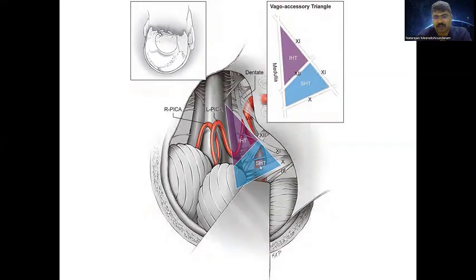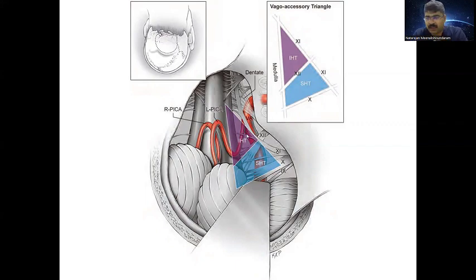The superior hypoglossal triangle is bordered superiorly by the 10th cranial nerve, medially by the medulla, inferiorly by the 12th cranial nerve, and laterally by the spinal accessory nerve. The inferior hypoglossal triangle is bordered medially by the medulla, superiorly by the hypoglossal nerve rootlets, and laterally by the spinal accessory nerve.